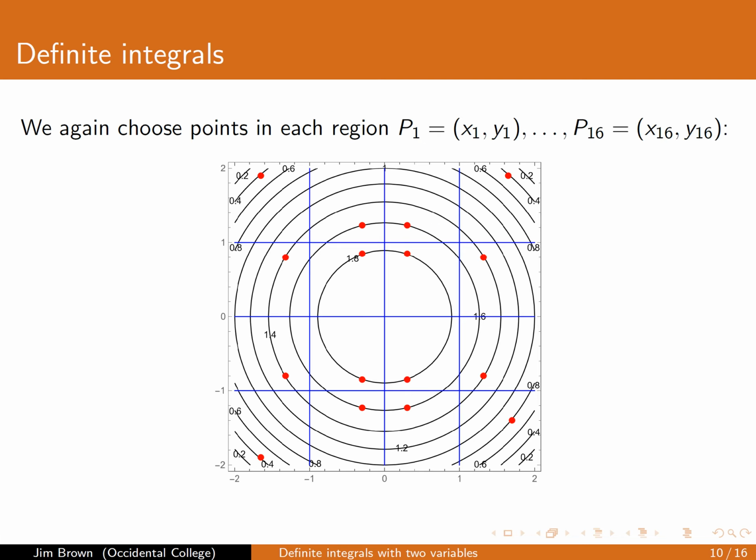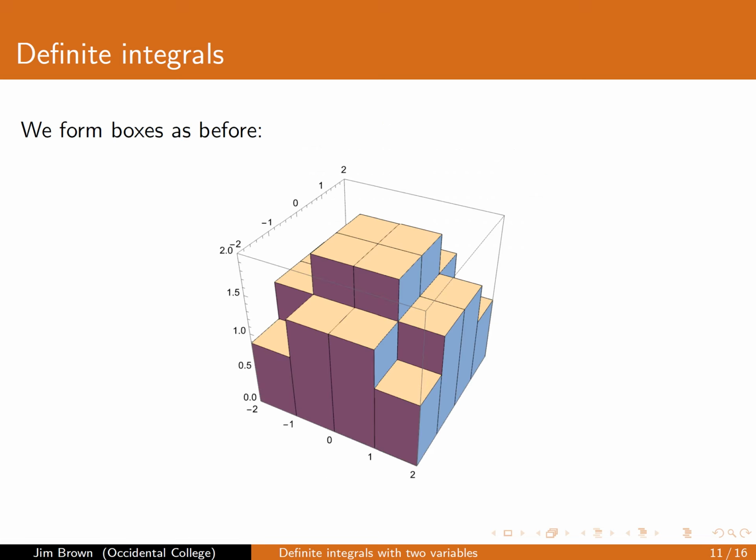So we pick a bunch of points. So here's sample points we could pick for this. One red point in each rectangle. And then we form the boxes with the heights of whatever those level curves are. So it might look something like this.